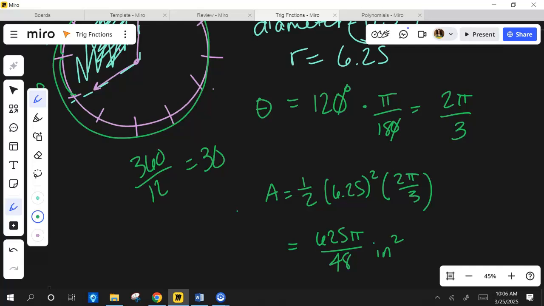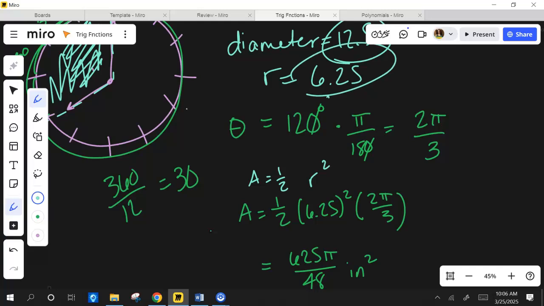That should be what you get. So do 6 point, yeah. So this is, your area is 1/2 radius squared. So I plugged in the radius from up here and theta.